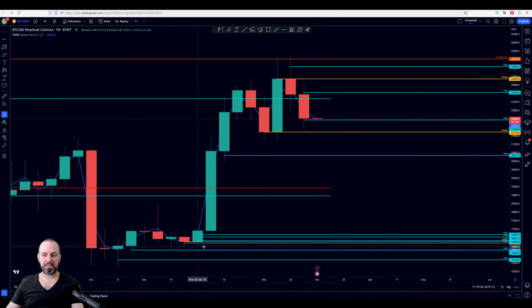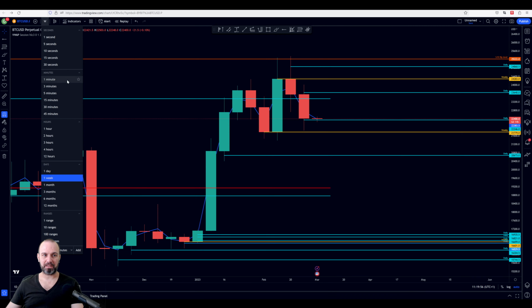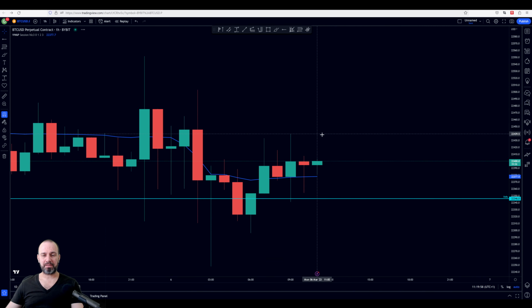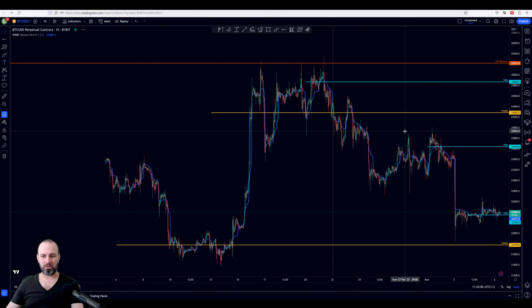21,779. Obviously the next level on the weekly is somewhere here, 16,601. But again, I would be more focused on what's going on within this area. So those are the horizontal levels that we do have right now on the chart.